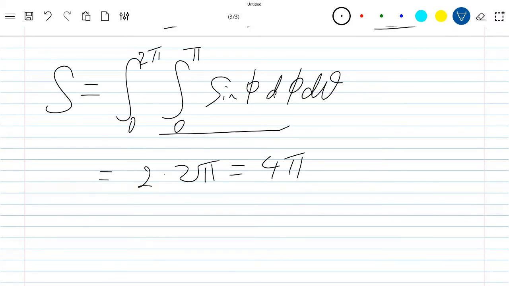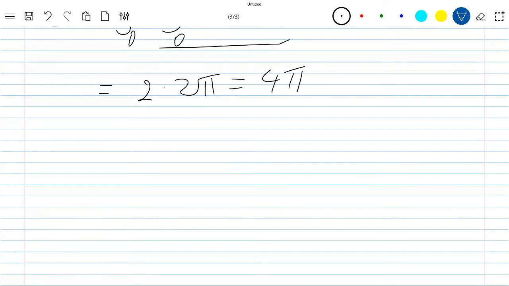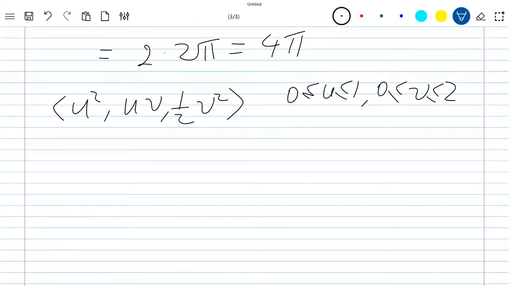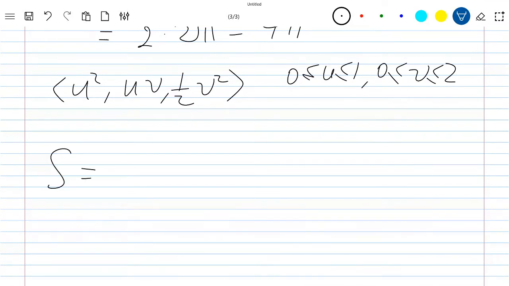How about, let's try something like this. Suppose you have u squared, uv, 1/2 v squared. That is a uv parameterization of a two-dimensional surface. And let's say the domain of u is 0 to 1, and v is 0 to 2. It's kind of hard to sketch because these functions are not linear. So let's forget about the sketch and just try to find the surface area.